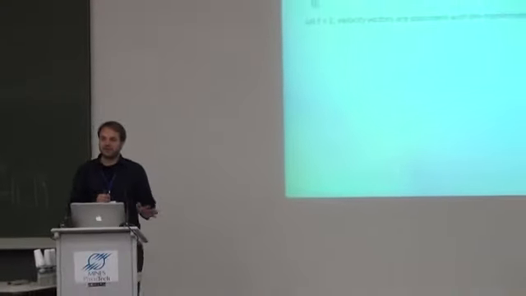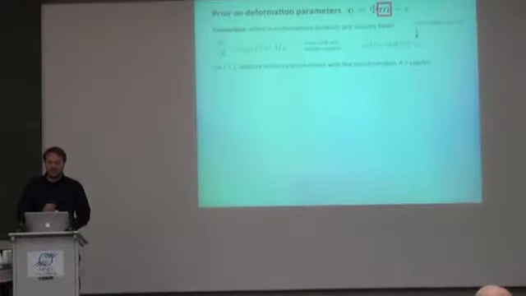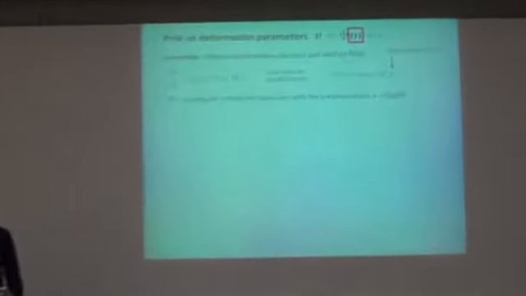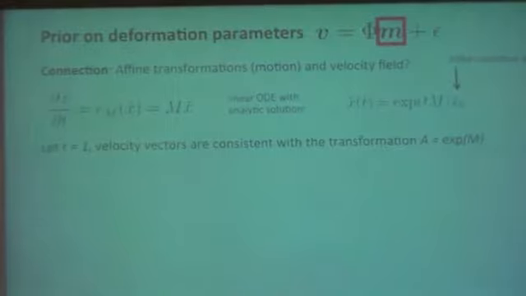So there are two questions. One is, what kind of prior distributions are we looking for on the deformation parameters? And then, what's the distribution on partitions? So I would like to address these two questions in the next slides, starting with maybe a simpler one, how to put a prior on the deformation parameters. In this case, since we model the deformation with stationary velocity fields, there's a relation between affine transformations and stationary velocity fields that is given through the ordinary differential equation that we see here.